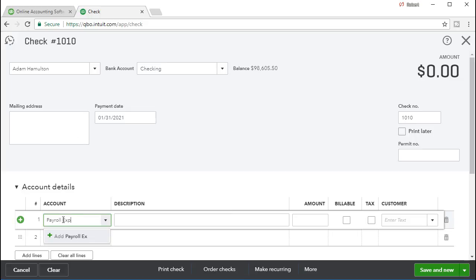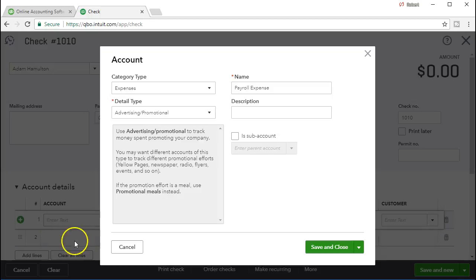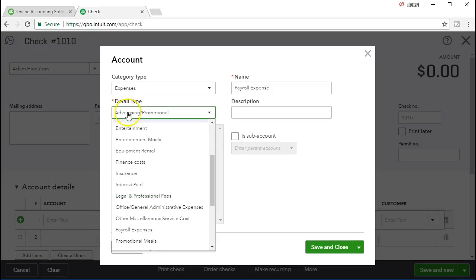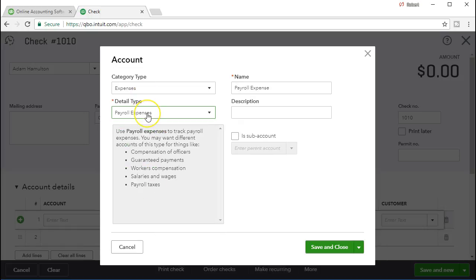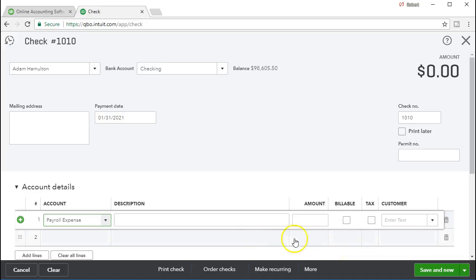Payroll expense. Now, if we had payroll set up, it would generate the payroll expense for us, but we don't have it set up, so we're going to add the account, add the payroll account. We're going to say that the detail type is going to be a payroll expense account, so it's an expense and then a payroll expense account, and we'll keep the name payroll expense, no description, no subcategory, and save and close. So there's our item. Description, we might want to put the pay date and whatnot on there. I'm not going to put any description, however, here.